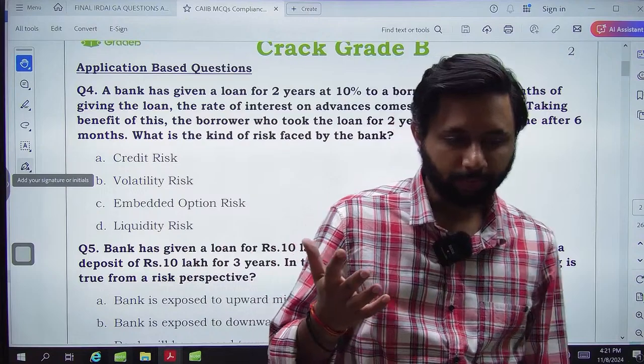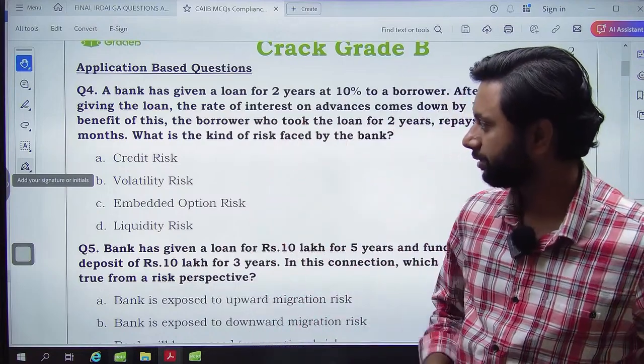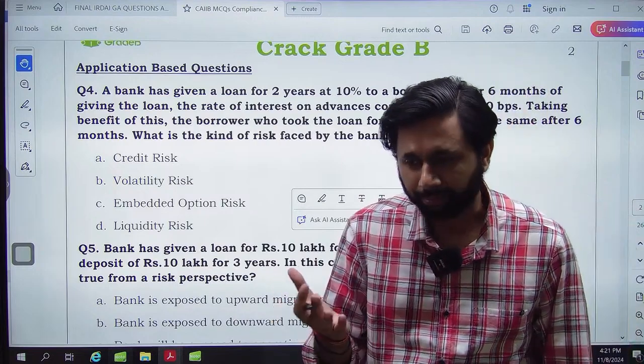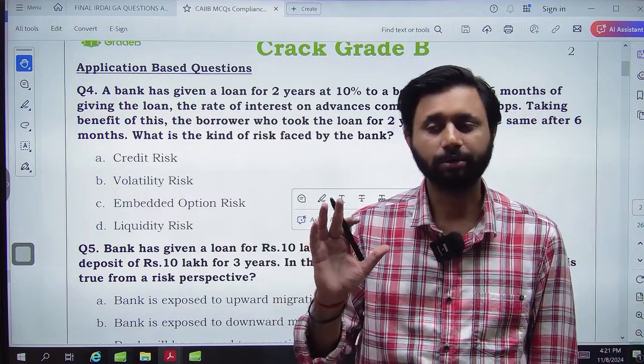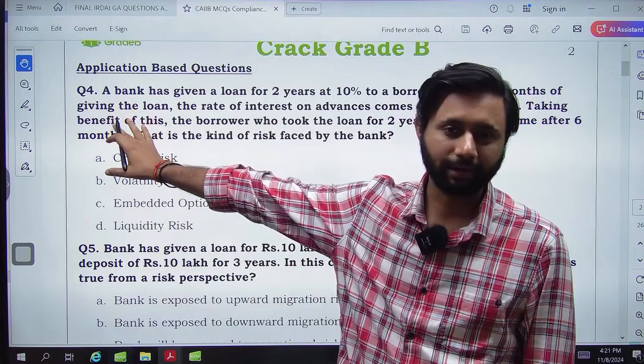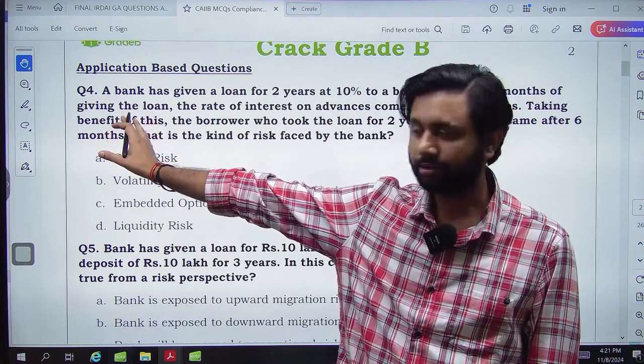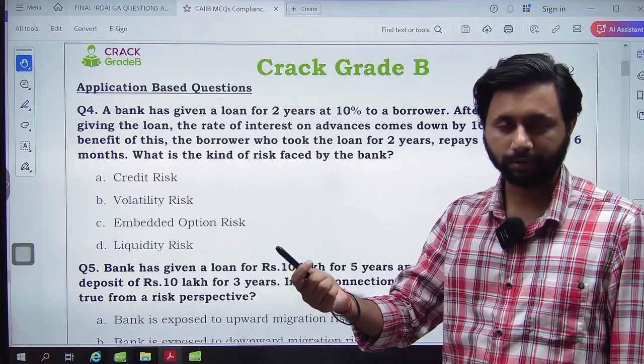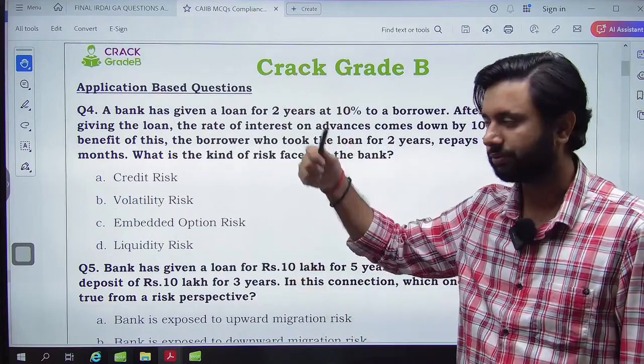And another type of question that you see in CAIIB is the application based question. You'll have a basic understanding of the concepts, but how does it apply in real life? Then you'll be able to answer those questions, such as the nature of questions that are also asked apart from definition based, which you have seen earlier.